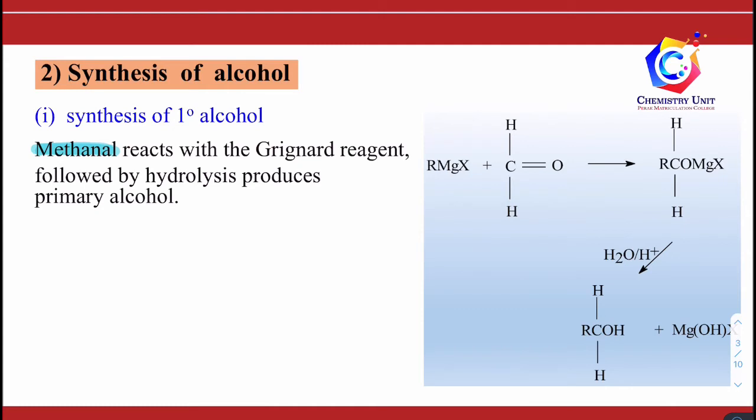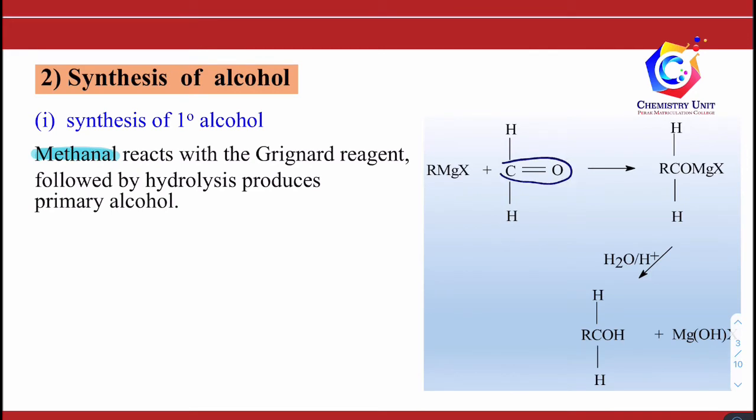So during the reaction, what happened? The double bond of your carbonyl will expand. Okay, let me show here. We have RMgX, your Grignard, plus your methanol. Methanol means that aldehyde with one carbon. Okay, so what happened here? Our methanol, the hydrogen remains, but the double bond will be expanded.